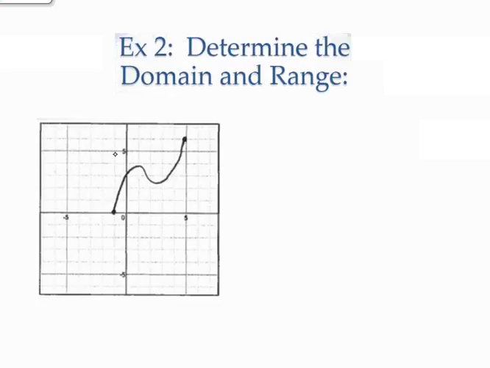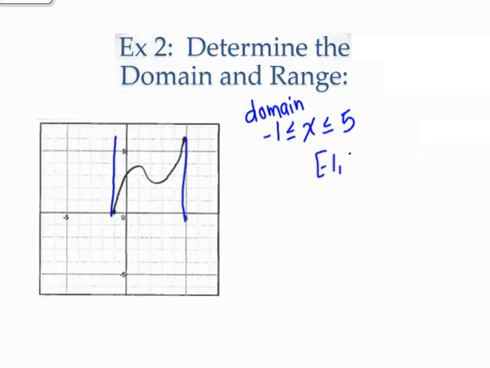So let's try this on. The domain is my x values, and that would be my left boundary all the way to my right boundary. So this one goes from -1, and domain is my x values, to 5. And if I wanted to write it in interval notation, I would write it's from -1 to 5.